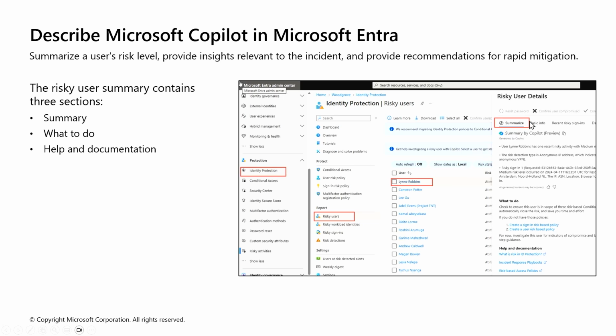The risky users summary contains three sections. Summary by Copilot, which summarizes in natural language why the user risk level was elevated. What to do lists actionable insights tailored to the incident at hand to resolve the risk. And then Help and Documentation, which lists customized recommendations for how to mitigate against those types of attacks. With quick links built into help and the documentation, this gives you a comprehensive way to resolve any potential risky users leveraging the power of Copilot.